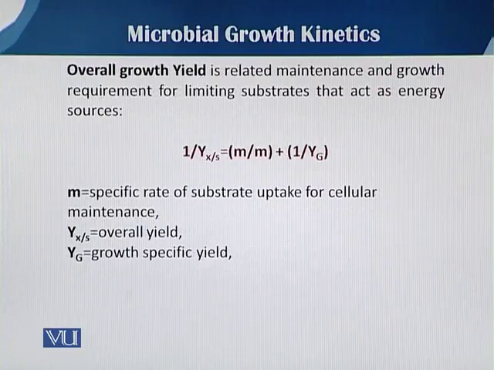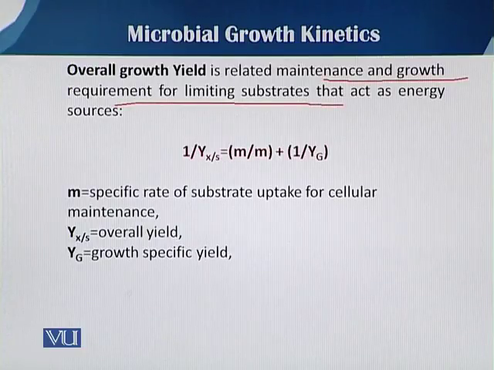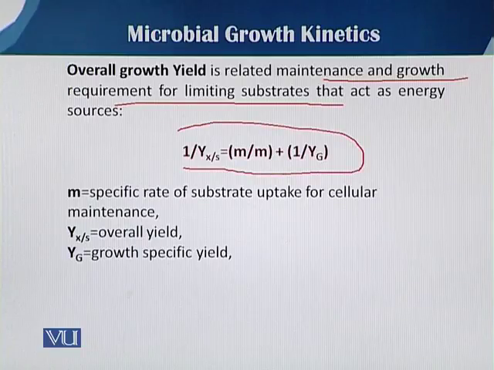The overall growth yield is related to the maintenance and the growth requirement for the limiting substrate. When the fermentation is going on, there is some maintenance inside the fermentation vessel, which acts as an energy source. In such a condition, if we take the reciprocal of the yield coefficient equation, then M is the specific rate of substrate uptake for cellular maintenance.